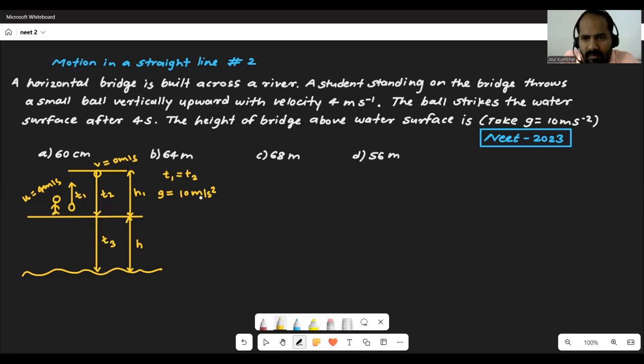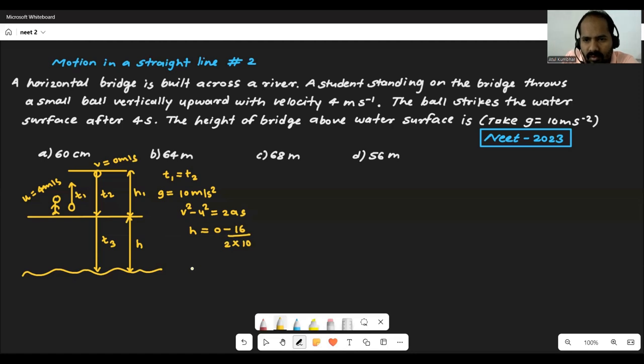So how can we find it out? Using Newton's third equation. What's that? That is v square minus u square is equal to 2as, where a is g and s is h. So v is 0, 0 ka square 0, minus u, how much is it? u is 4, 4 ka square 16, divided by 2a. So 2 into a; a is 10, right?